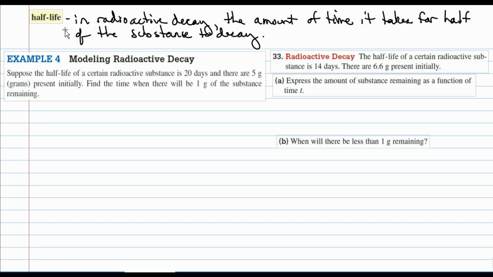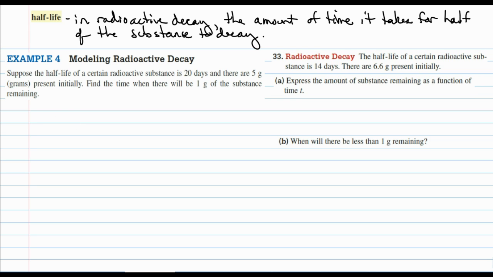So suppose that the half-life, what's half-life? Half-life is, in radioactive decay, the amount of time it takes for half of the substance to decay. So suppose the half-life of a certain radioactive substance is 20 days, and there are 5 grams present initially. Find the time when there will be 1 gram of the substance remaining.